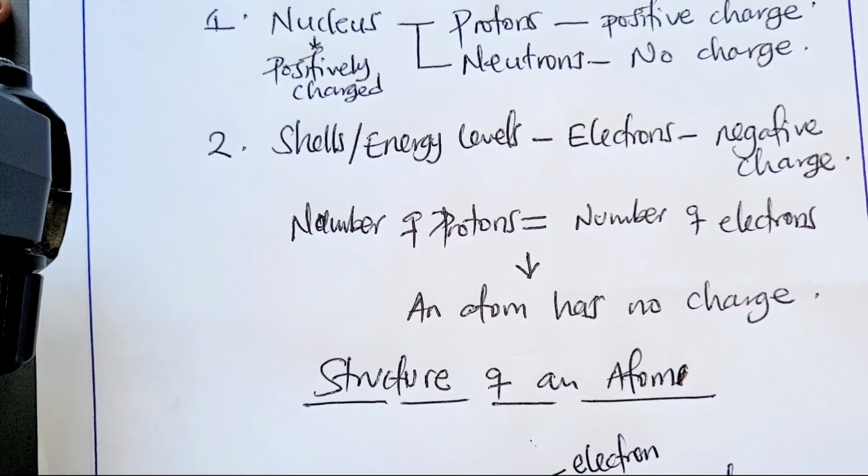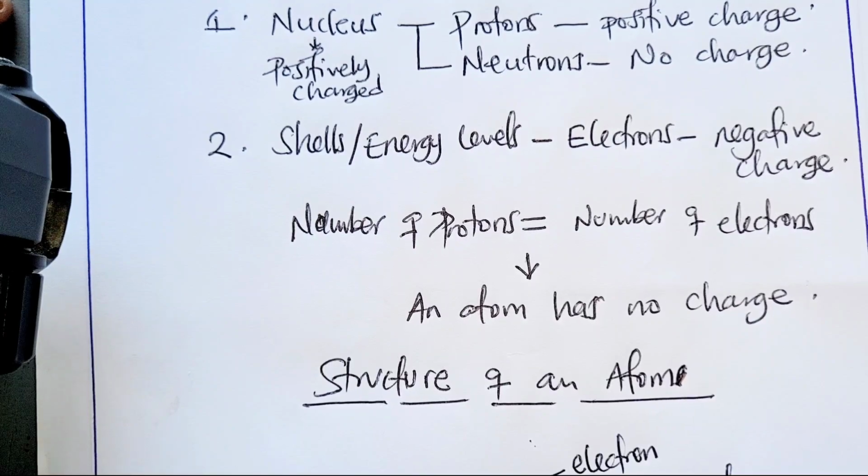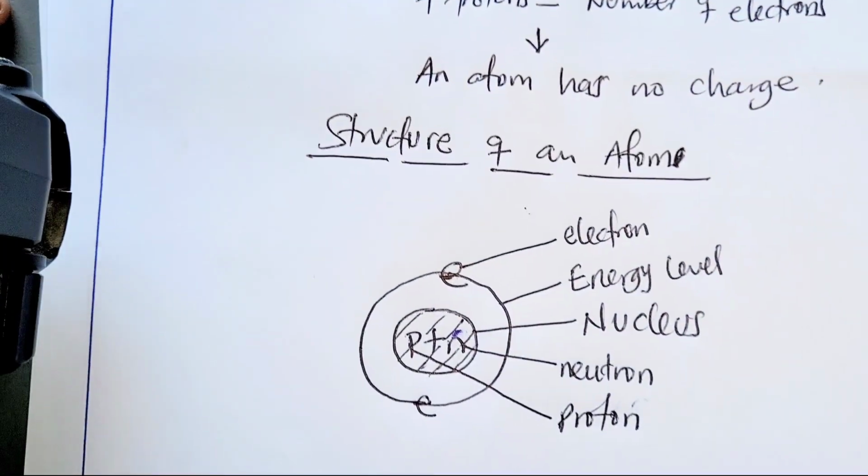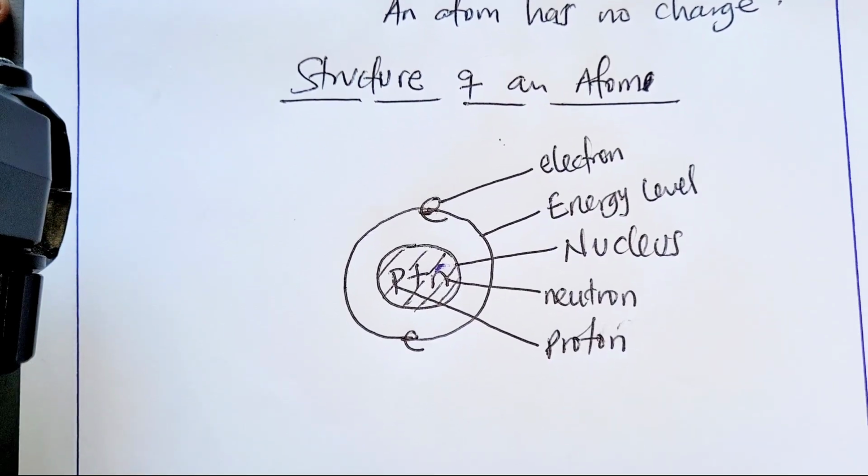Then we have the number of protons and the number of electrons being equal, which makes an atom have no charge at all, a zero charge, because when you have positive particles equivalent to negative particles, the net charge at the end becomes zero. Those who do some simple mathematics.